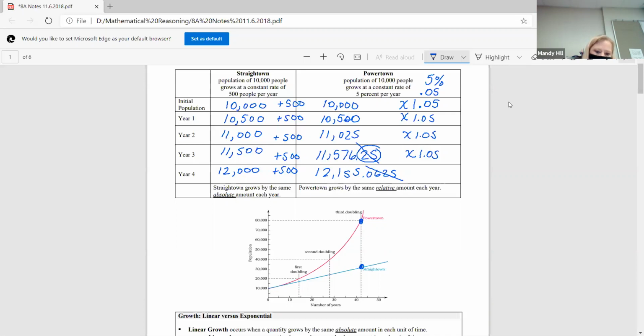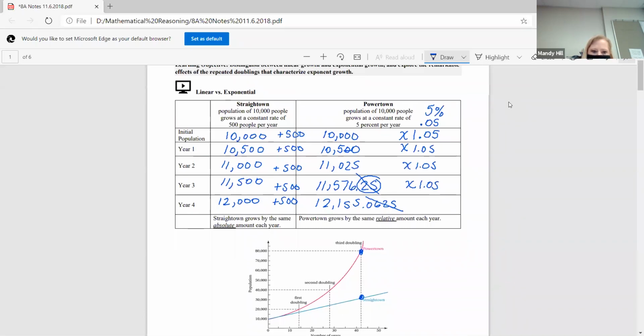So this column is definitely linear. Go back up here. So this is our linear example, and this is our exponential example.